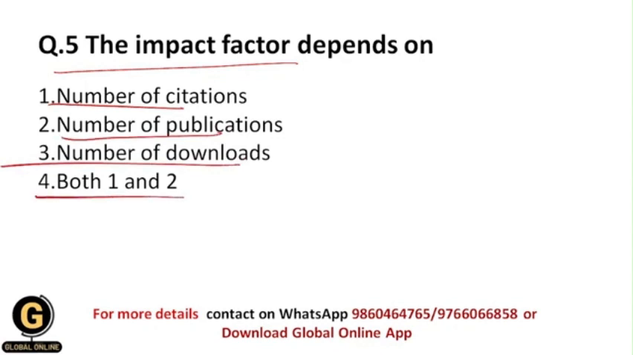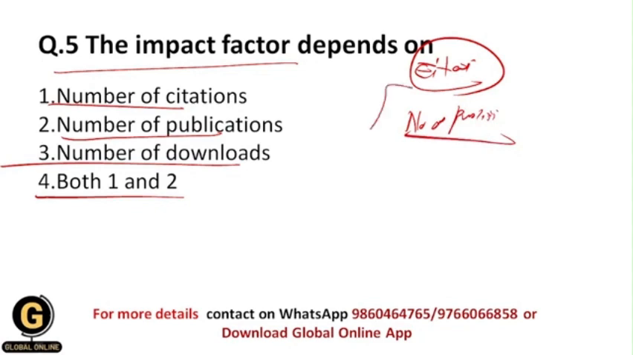So students, if we see the definition of impact factor, or if we calculate the impact factor, then basically we divide the number of times articles are cited in the last 2 years by the total number of publications in these 2 years. That's why we consider the number of citations, as well as the number of publications, and that's why impact factor basically depends on these 2 factors.